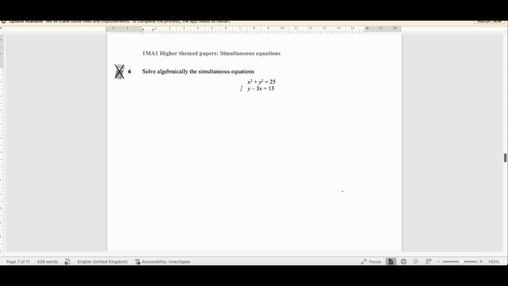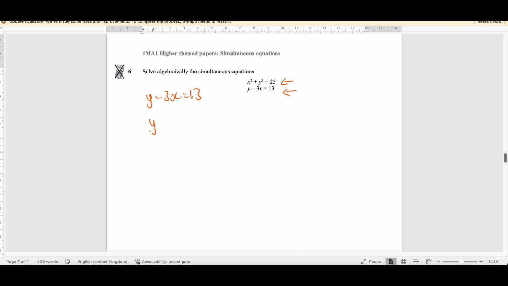This is the second type of simultaneous equation. So here, one of these equations is non-linear, so the first one is not linear. So what we do is we rearrange the second one, which is linear, and substitute it into the first one. So I take y minus 3x equals 13, and I want to isolate in terms of either y or x. The easier way to do it here is to do it in terms of y, because I've already got one y on its own.